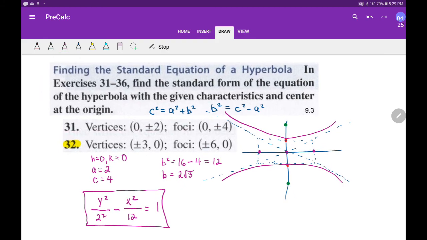There we go. Anything else? I don't think so. Well, it told me the center was at the origin. Well, anyway, I figured that out.